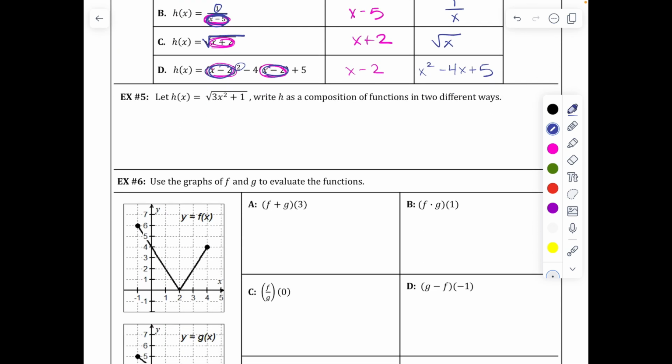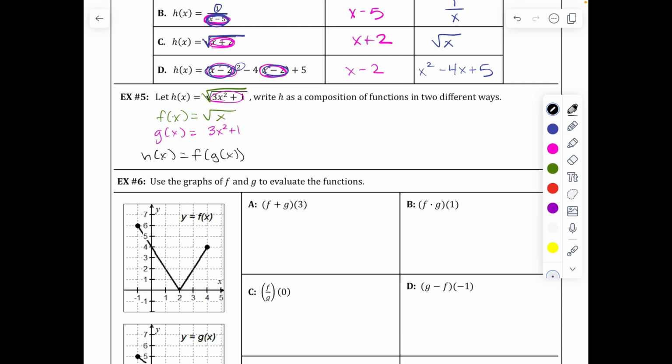So let h of x equal the root of 3x cubed plus 1, where h has a composition, and write it in two different ways. So what if we said the inner function was 3x squared plus 1, and the outer function was this root. So we could say, let's let f of x be the outer function, and g of x be the inner function, 3x squared plus 1, okay? And we would say that h of x could be f of g of x.